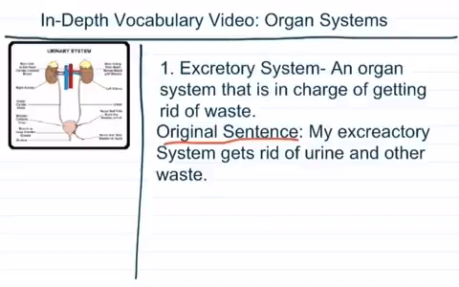Alright, moving on. I know some people think it's gross, but you know what? Without these systems, we would not be able to live. Most organisms have some sort of excretory system to get rid of the waste that they get from food.